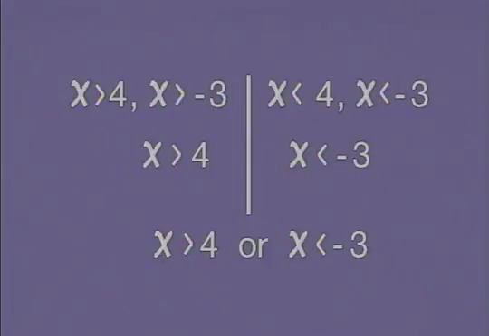In other words, if your number is less than 4, for example, 2 is less than 4, 2 is not less than negative 3. So our final answer is indicated on the bottom: x is greater than 4 or x is less than negative 3. We could visualize this on the graph.